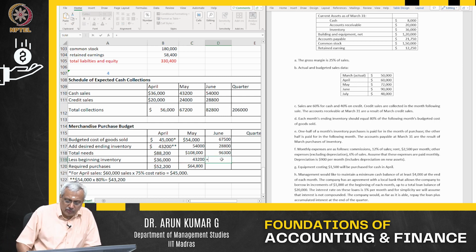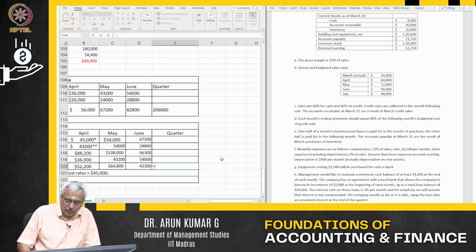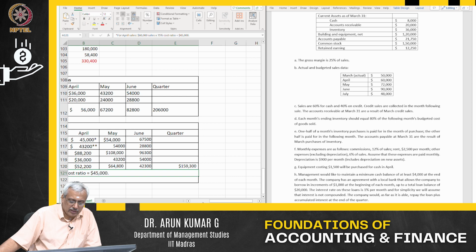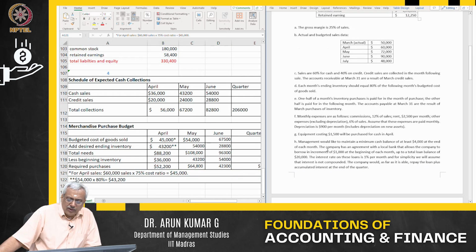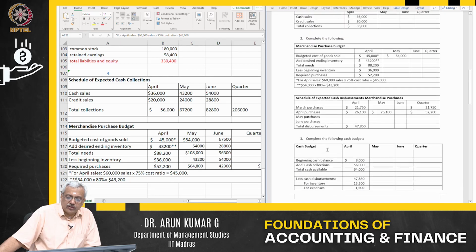For the month of June, what is the ending inventory of May? That will be the beginning inventory. So there is going to be the requirement for purchase out here. So, what is the total purchase required for the quarter? I will say this is the total purchases that I have to do for the quarter out there. I go further. I hope there is no question on this.